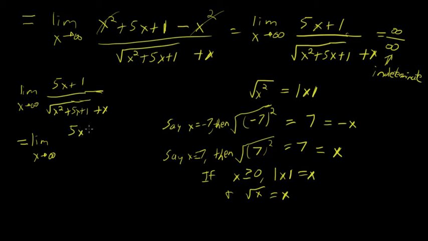I'm going to divide both numerator and denominator by x. Doing the same thing to both, dividing both by x, is the same as multiplying by 1, because I'm multiplying numerator and denominator by 1 over x. So in the numerator we have 5x plus 1, divided by x. In the denominator, I'm just going to write the division by x as multiplication by 1 over x. We have 1 over x times (the square root of x squared plus 5x plus 1, should put a parentheses here) plus x.